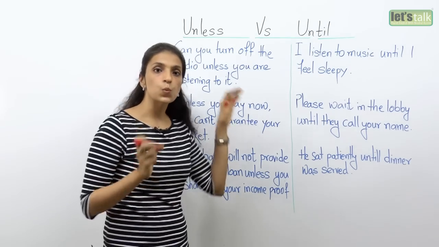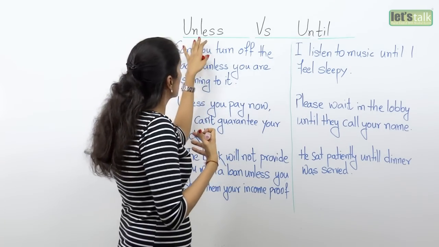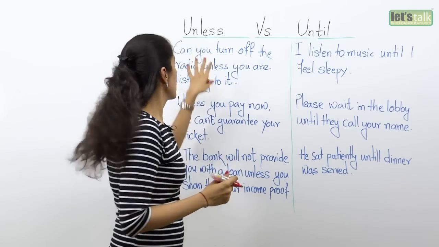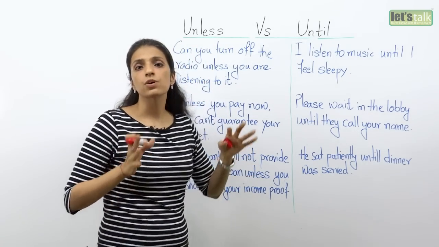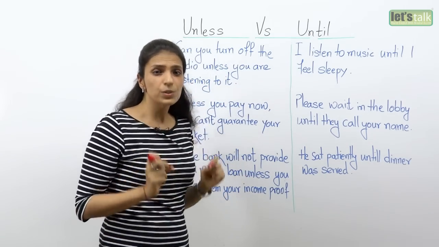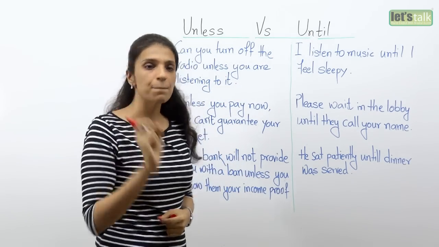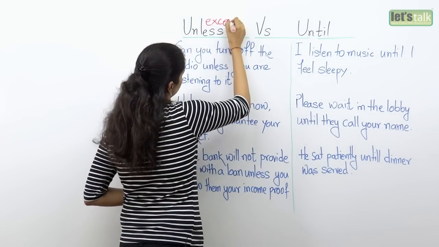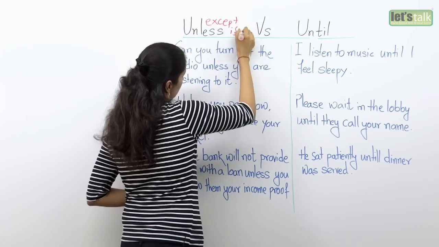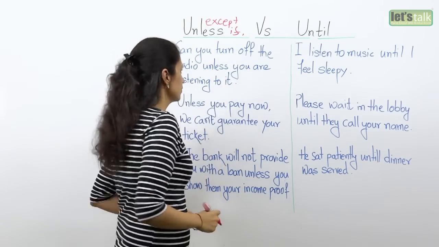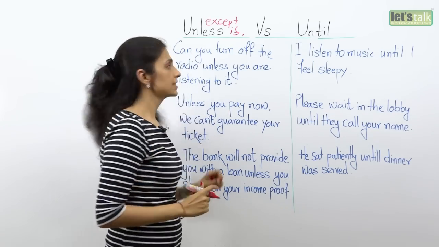Now, unless is a word that shows a precondition. Okay, it's a precondition, and you never use it in the negative because it has already kind of got a negative connotation. So in simple words, unless means except if. Okay, so that means yes, it's a precondition. Okay, now let's take a look at a sentence.